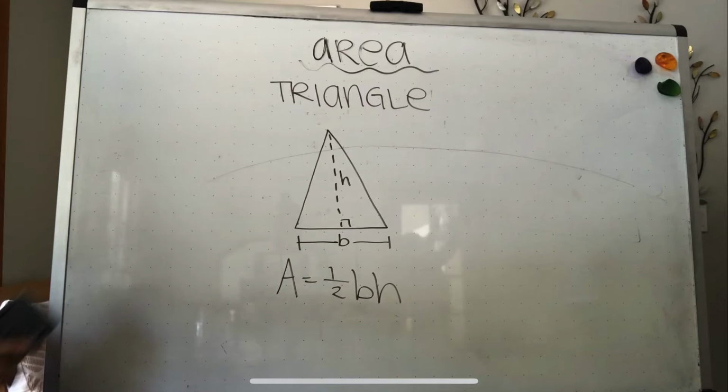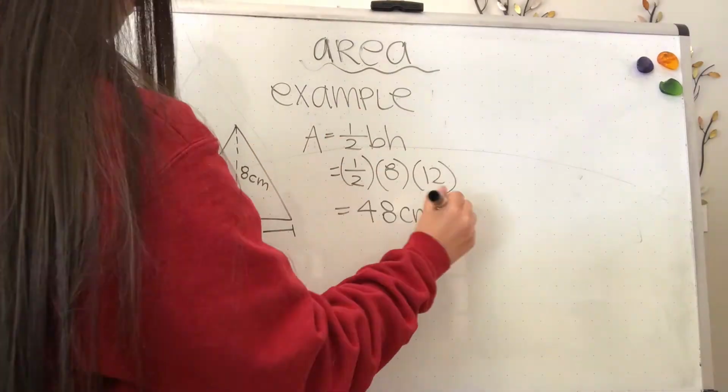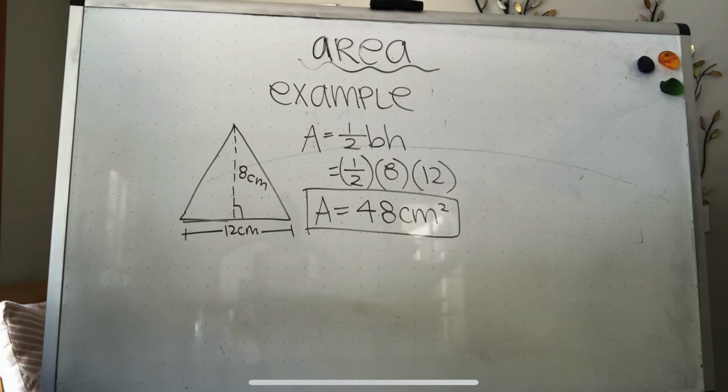Next we have the area of a triangle. The formula for this is area equals 1/2 base times height. And the same concept goes for the triangle as the parallelogram, where the height has to be drawn in because you can't take the height of diagonal sides. The example given shows the height is 8 centimeters and the base, or the length, is 12 centimeters. When you plug it into the formula, 1/2 times the base, which is 12, and the height 8, the answer is going to be 48 centimeters squared.